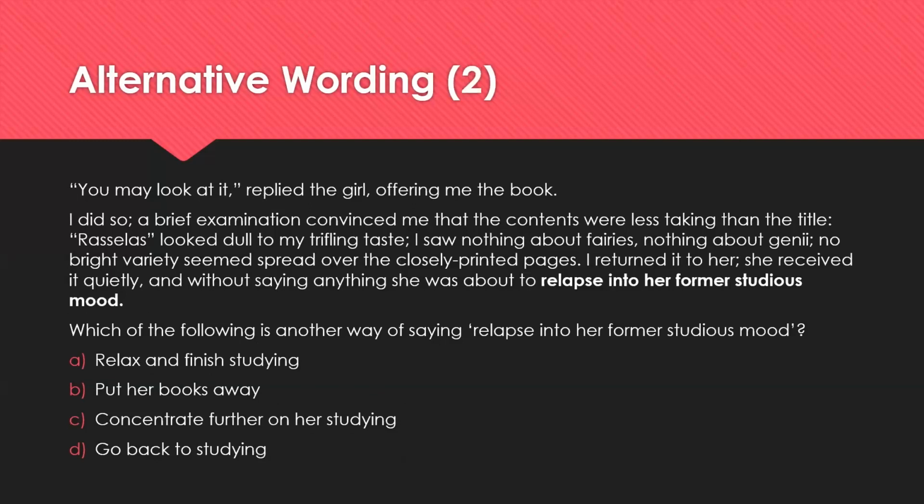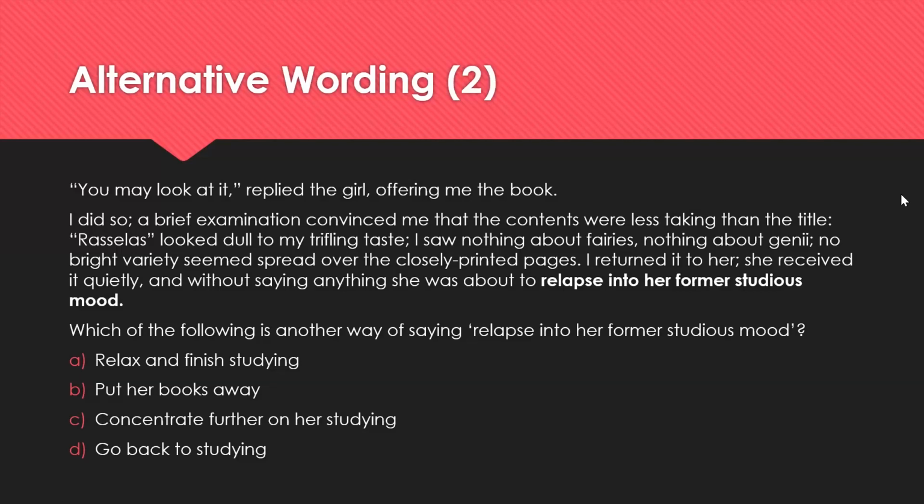Okay, here's the next one. This is another phrase, and I want you to find the phrase that best rewords it. Which of the following is another way of saying relapse into her former studious mood? Okay, so this is the last phrase of the paragraph. A, relax and finish studying. B, put her books away. C, concentrate further on her studying. Or D, go back to studying. Which of these ones is the most accurate?